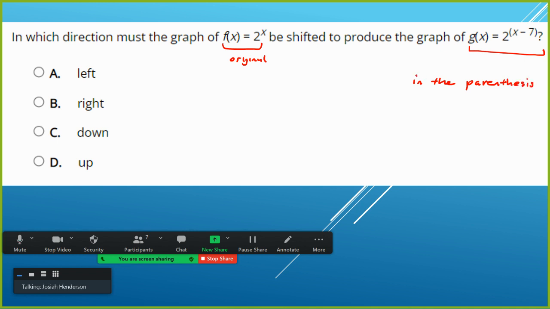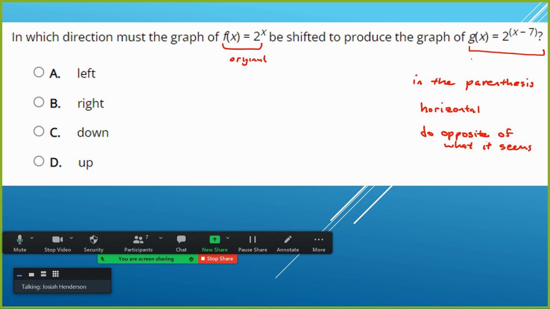So in the parentheses means what? Horizontal or vertical? Up, down, or left, right? Anybody? Inside the parentheses means horizontal, right? Good. Yeah. So our clue right away, we know we're dealing with some horizontal. Okay. It's minus 7. So when it's horizontal, when it's in the parentheses, we have to remember to do opposite of what it seems. What it looks like, what it seems.